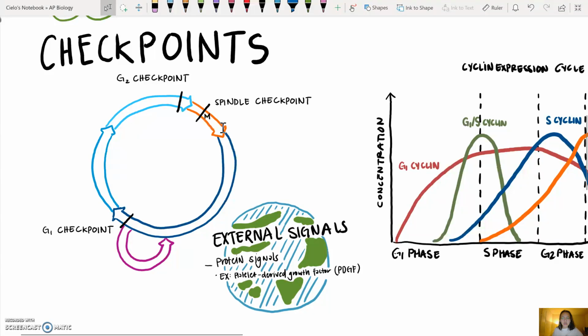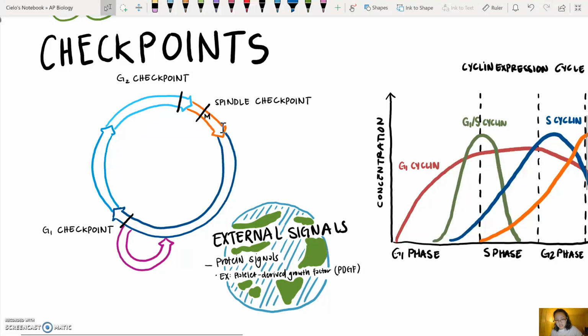Some important things to note, though it's not always the most important, it just depends on the type of cell: this checkpoint would look for such things as whether or not the cell is large enough, whether or not the cell has enough nutrients or energy to power through, if the cell is receiving messages from neighbor cells, probably in the form of growth factors, or if the DNA of the cell is damaged.